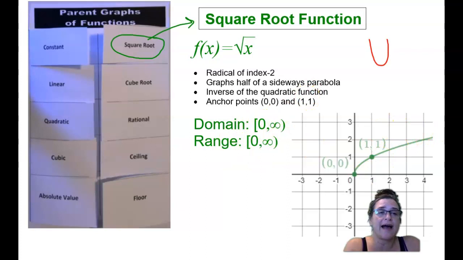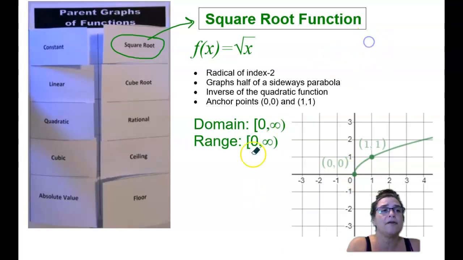It graphs half of a sideways parabola, which we can see right here. Its anchor points are (0, 0) and (1, 1). However, it's special in our family of parent graphs because its endpoint is at (0, 0). None of the other parent graphs have an endpoint, right? This is the only one that has that special feature. So its domain is a half-bounded interval as well as the range. So both domain and range start at 0, including the 0, and head off to positive infinity.